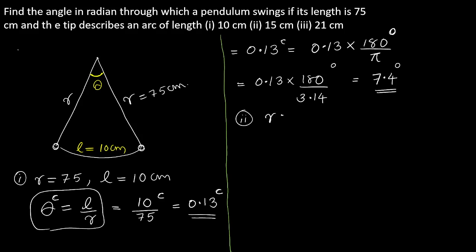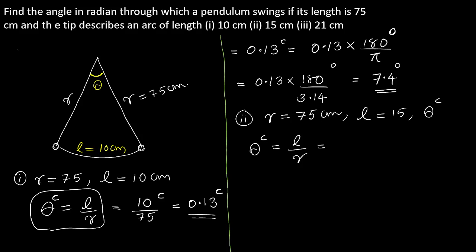The length of the pendulum remains the same, right? Length of the pendulum is 75 centimeter, but in the second question, the length of arc is given. This is the arc. The arc length is 15 centimeter. We have to find the center angle in radian measure, not in degree. If they are asking for degree, we will convert. So I want theta in radian value. We have the formula theta equals L by R.